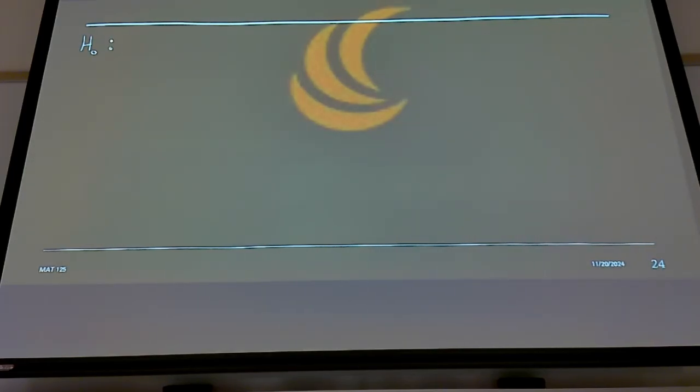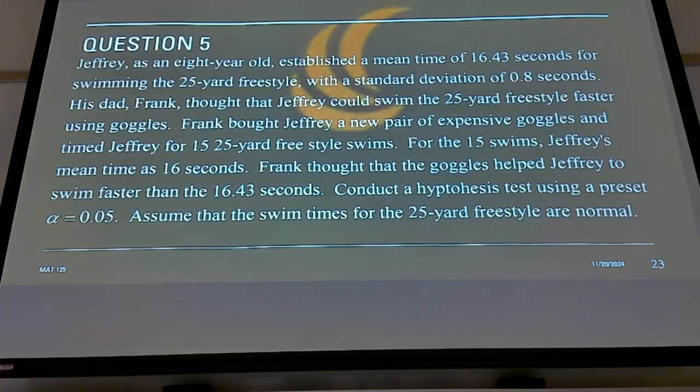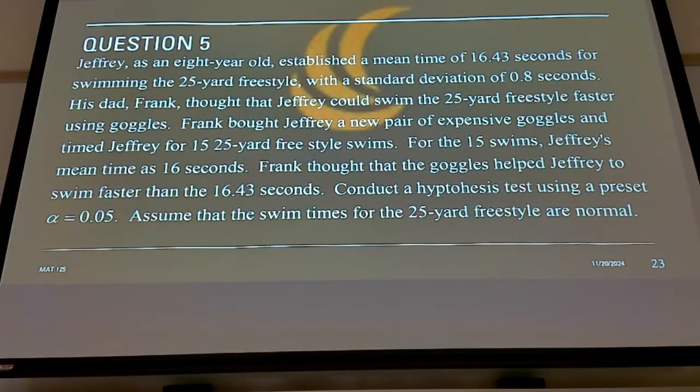What's the null hypothesis for this test? What about 16.43? Yes, it's the mean time, because the problem gives it to you. That's the null: the mean equals 16.43 seconds.